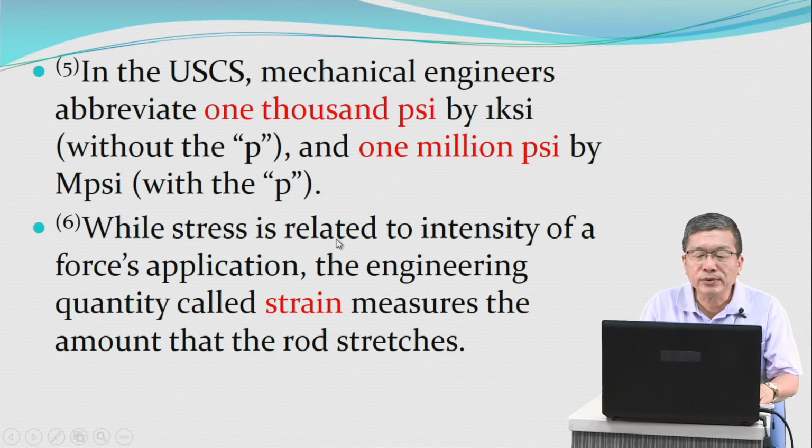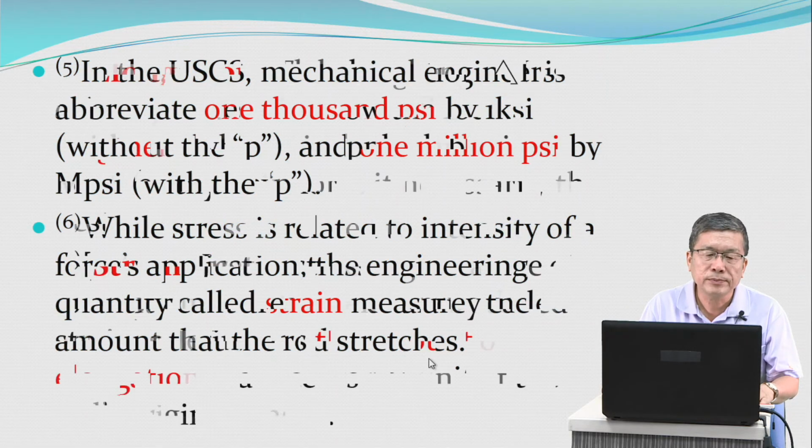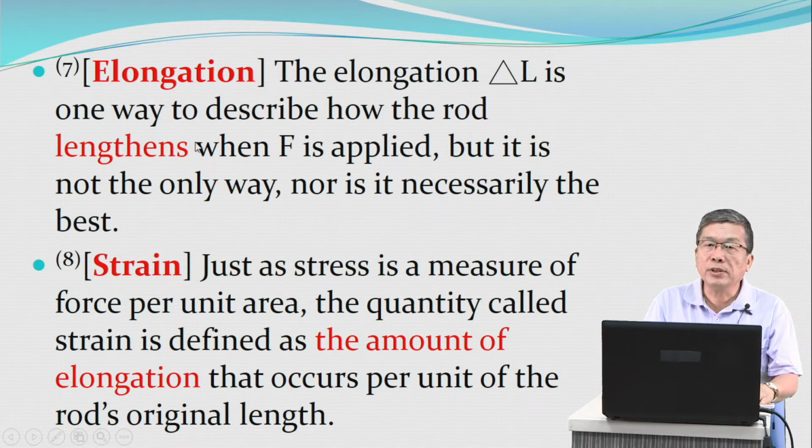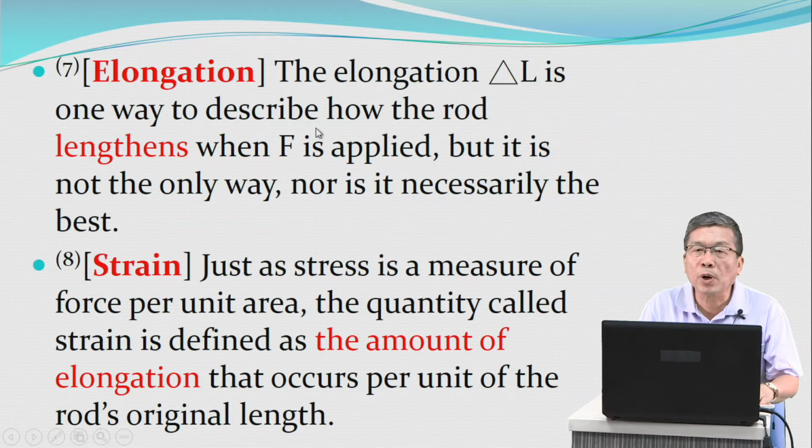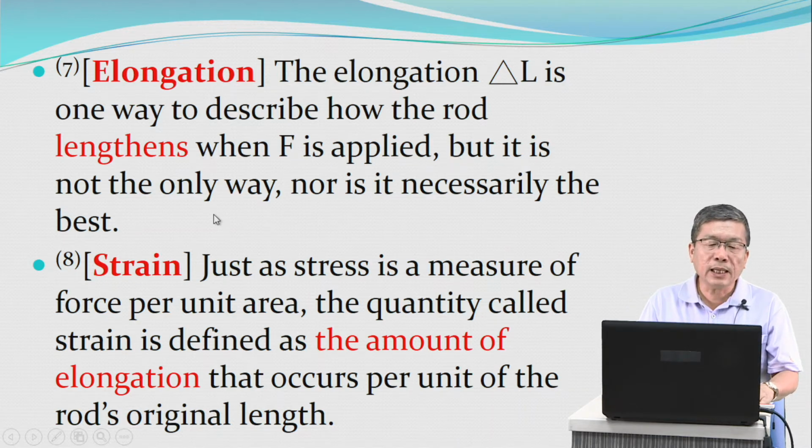While stress is related to intensity of a force application, the engineering quantity called strain measures the amount that the rod stretches. Elongation. The elongation delta L is one way to describe how the rod lengthens when F is applied, but it is not the only way, nor is it necessarily the best.